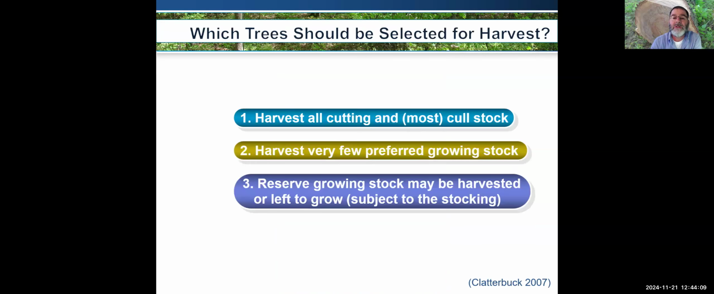So which trees should be selected for harvest? According to a publication by Dr. Clatterbuck, we want to harvest all the cutting and most of the cull stock trees. So go ahead and pick those out first, and then stand back and look at what's left. And you're going to harvest very few of the preferred growing stock trees. That's why they are preferred. Sometimes you might have to throw some of those in just to make the sale attractive to potential buyers, but those are the ones we're trying to retain.